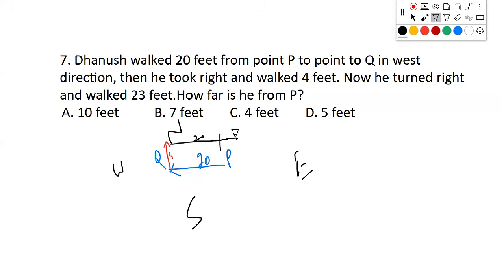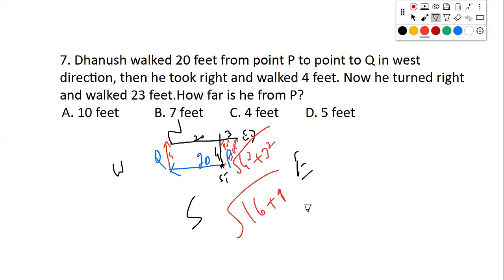So up to here it is 20, this is 3. And this is the start point, and this is the end point. How far? So now if you see this is 4, I have to measure this dotted line, which is 90 degrees, Pythagoras theorem. Say 4 square plus 3 square under root will be my answer. 16 plus 9 under root, 25 under root. Answer is 5 feet.